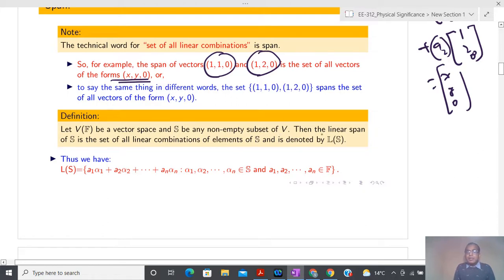Okay, then the linear span of S is the set of all linear combinations of S, denoted by LS. Okay, so what I am telling is, suppose you have some vector space over some field F, and obviously I have two operations, vector addition and scalar multiplication.